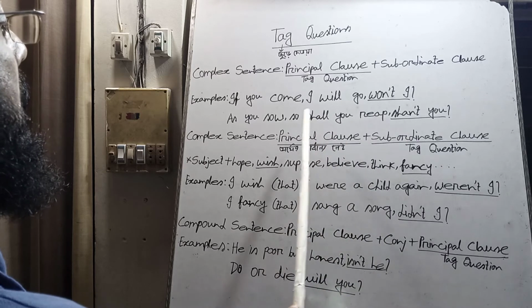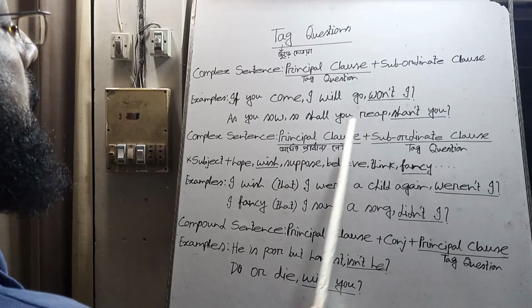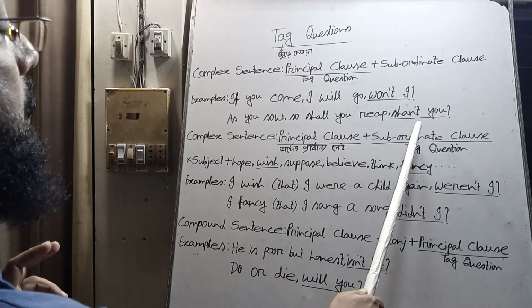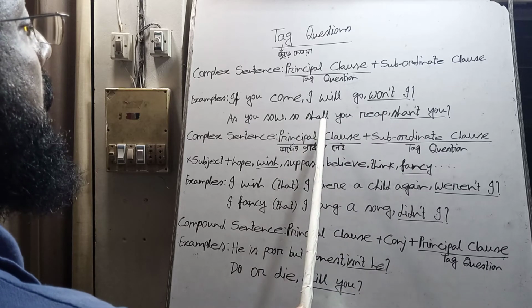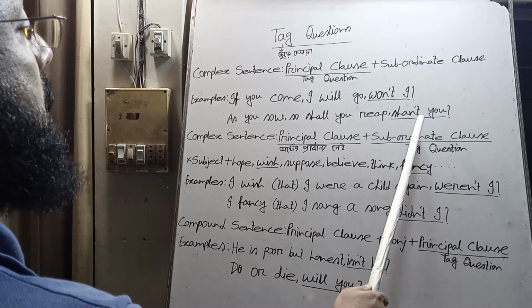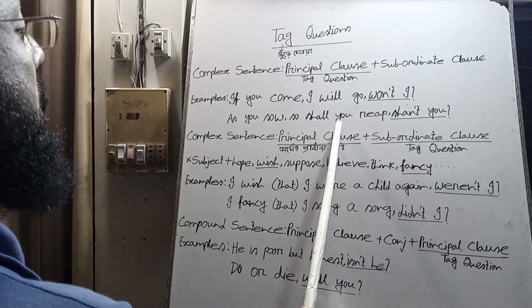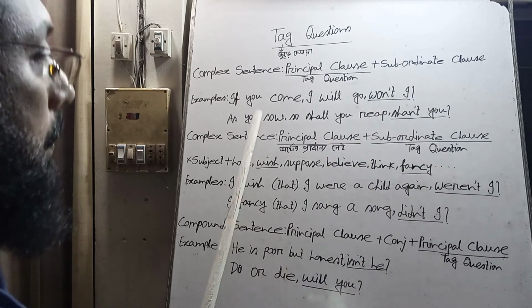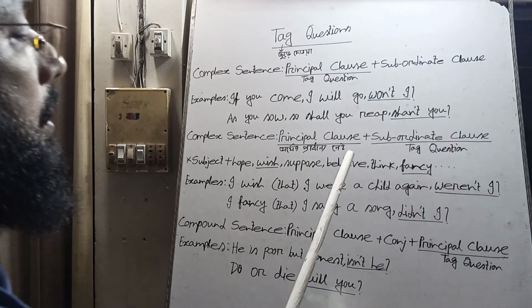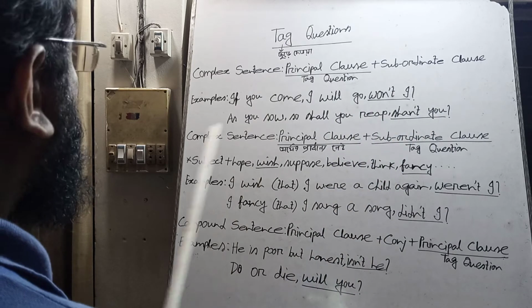We take shall. So "shall we read", the clause is affirmative, so the tag question will be negative. We make shall plus not is equal to shan't. We make a contraction, and we use the subject, the pronoun you. At last we use an interrogation mark.